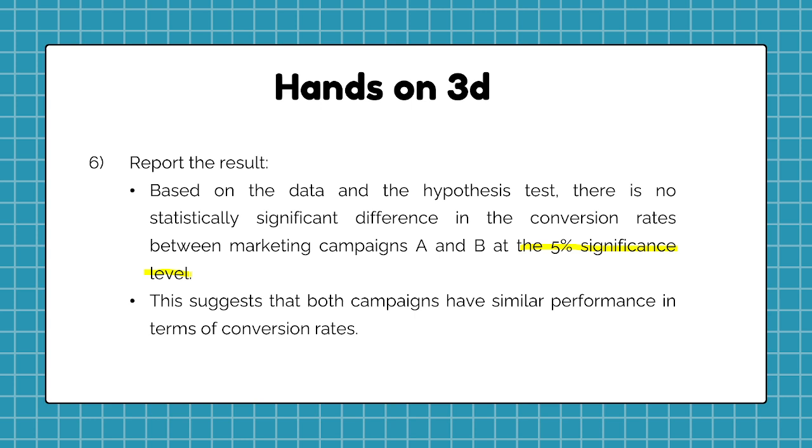Due to this decision, what happens next? We know already that there is no significant difference in the conversion rate between the marketing campaigns. So we can say that both campaigns have similar performance in terms of conversion rate. This should reflect back to step number one. So what is step number one?